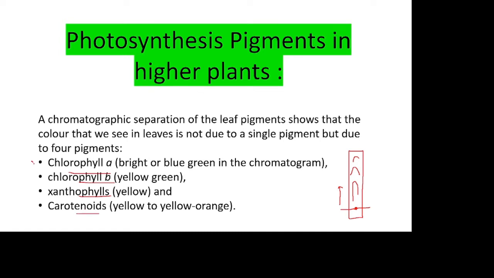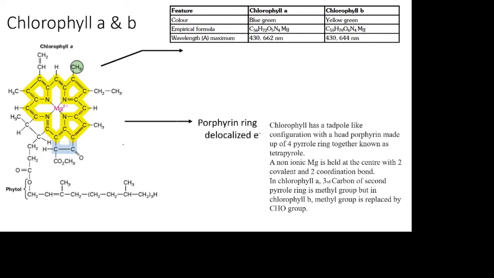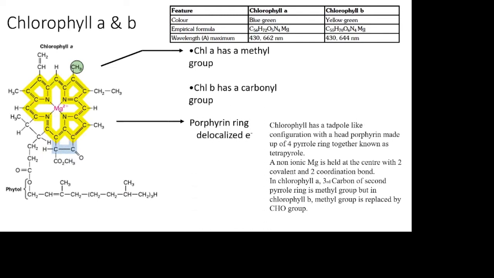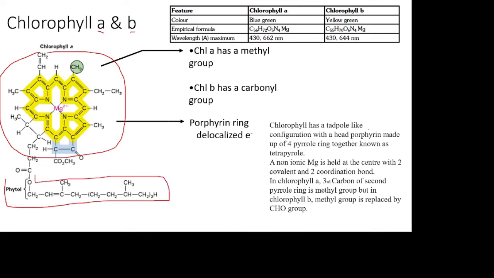The major chlorophyll pigment is chlorophyll A, and we will try to learn its structure. If you see this structure, this is the structure of chlorophyll, and we can distinguish chlorophyll A and B with a single group. So first we will just look at the structure. Now if you see the structure, it is made up of a head and a long tail, the phytol tail, a hydrocarbon tail we can say.